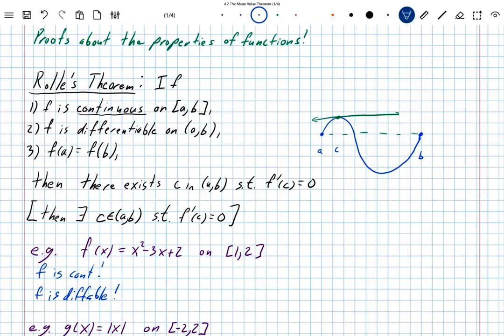All right, and does it have the same value at a and b? Well, in this case, a is 1 and b is 2. So let's check. f of 1 is equal to 1 minus 3 plus 2, which is 0. And f of 2 is equal to 4 minus 6 plus 2, which is also 0. It didn't have to be 0, they just had to equal each other. And they do, so we are good to go. Rolle's theorem applies.